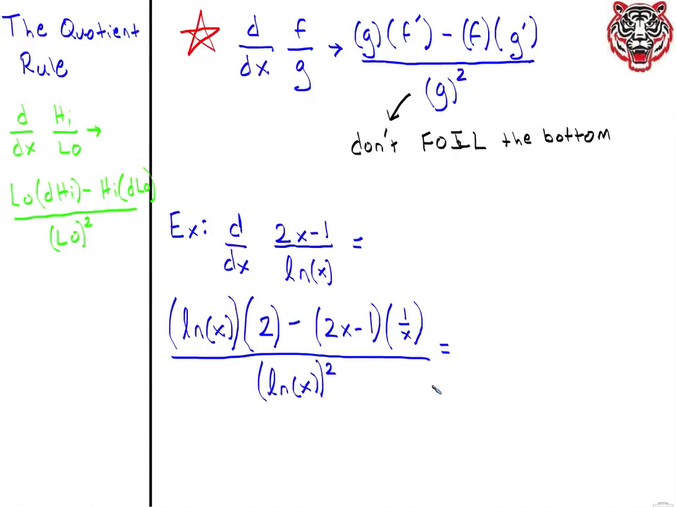And then we'll simplify this a little bit. So this is going to be 2 natural log of x minus 2x minus 1 over x, and then all of this over natural log of x, squared. Just leave it squared.